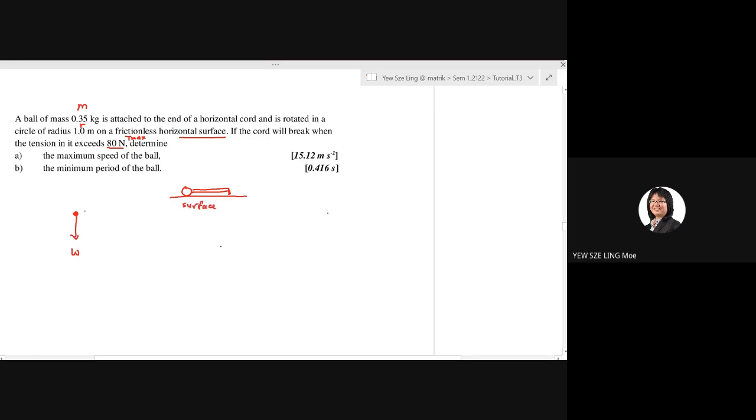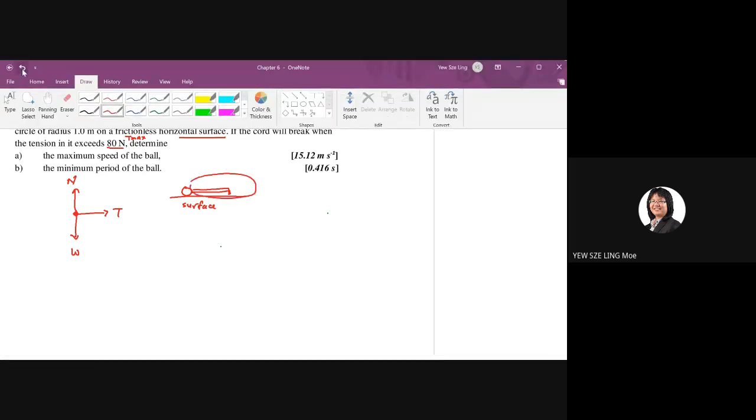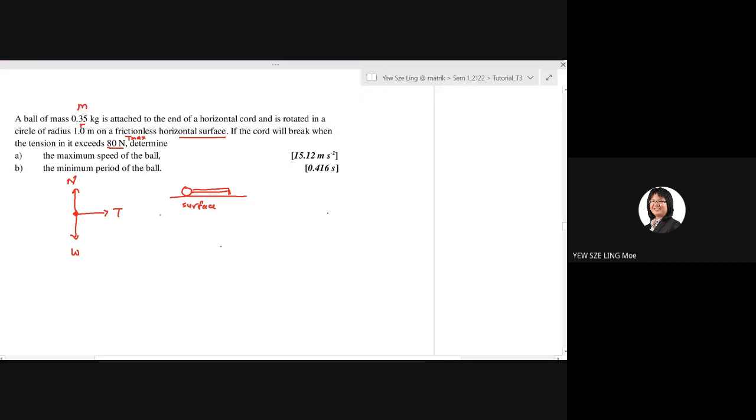So it's going to experience a normal reaction force that is going up because it is in contact with another surface. And how about the tension? The tension lies on the horizontal because you tied it to a cord and the cord is making it move in a circular motion. So now that I have a diagram like this, the acceleration AC is always pointing towards the center.